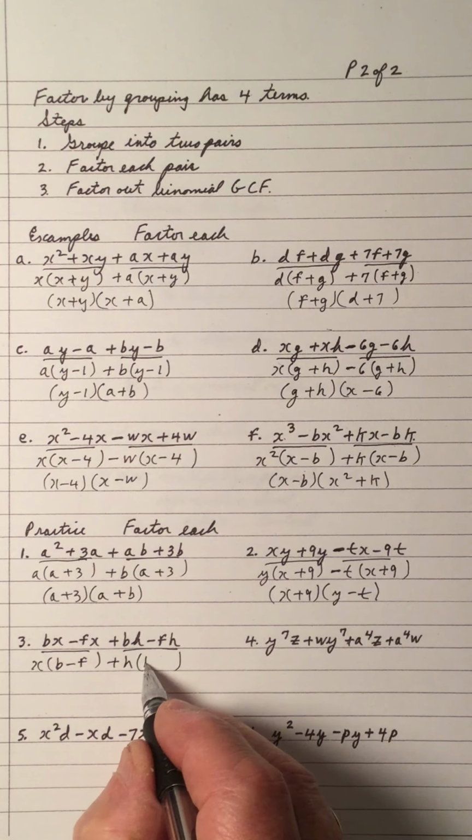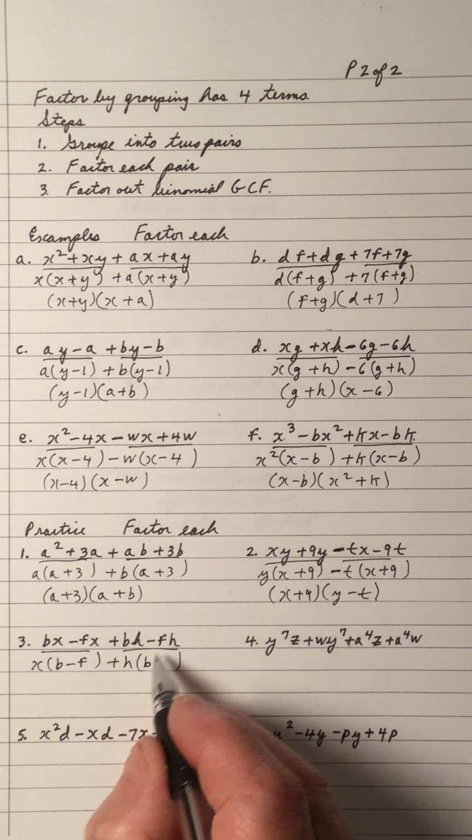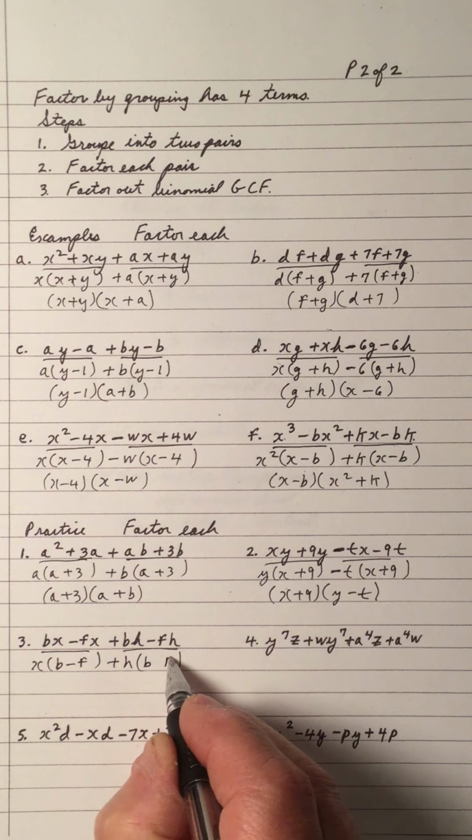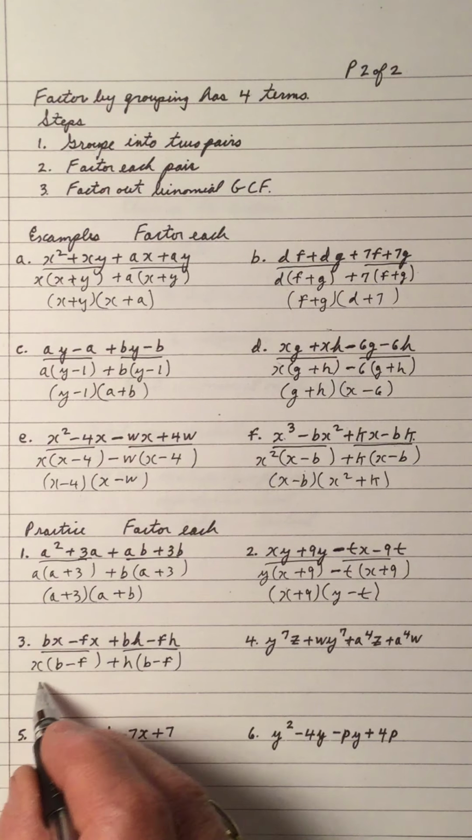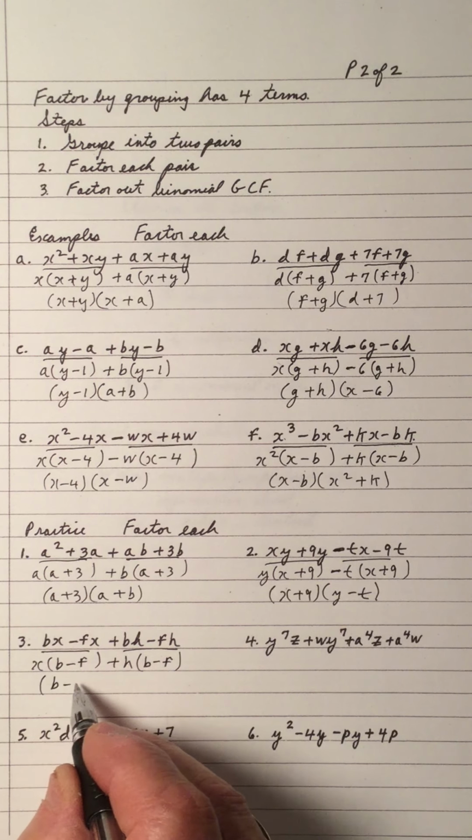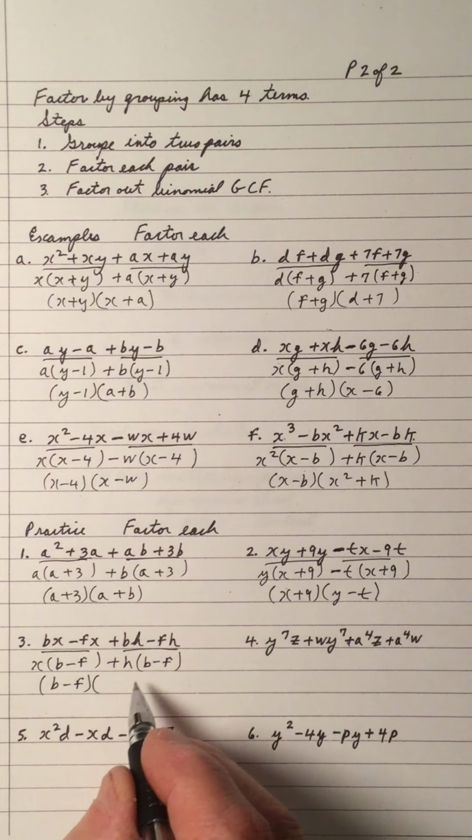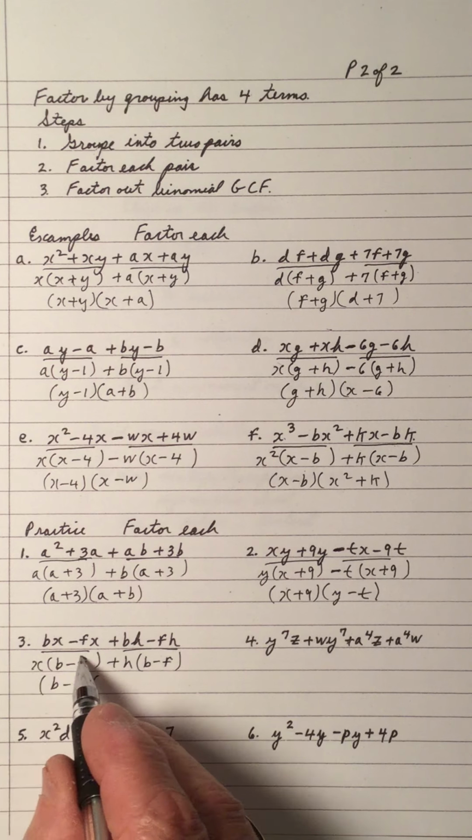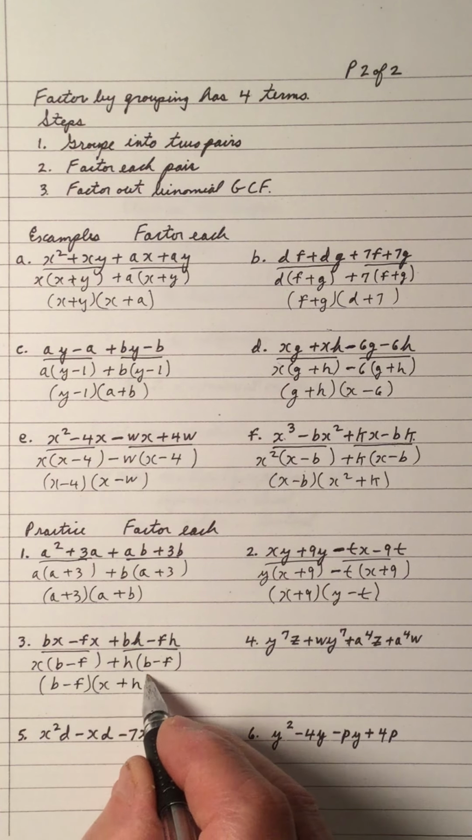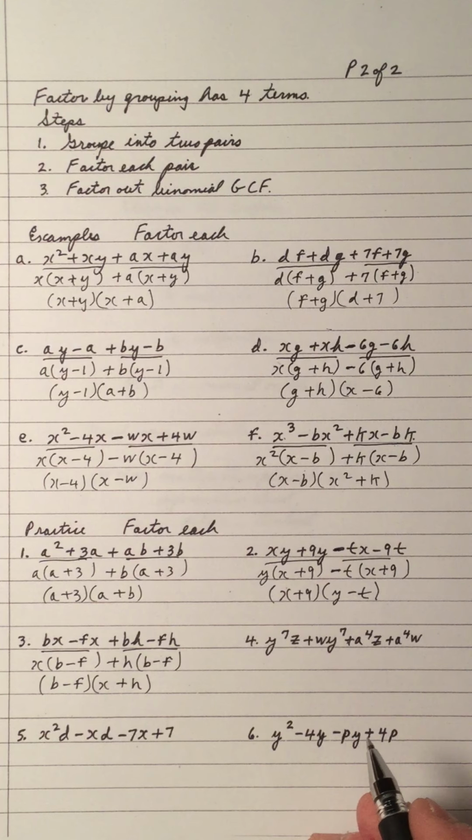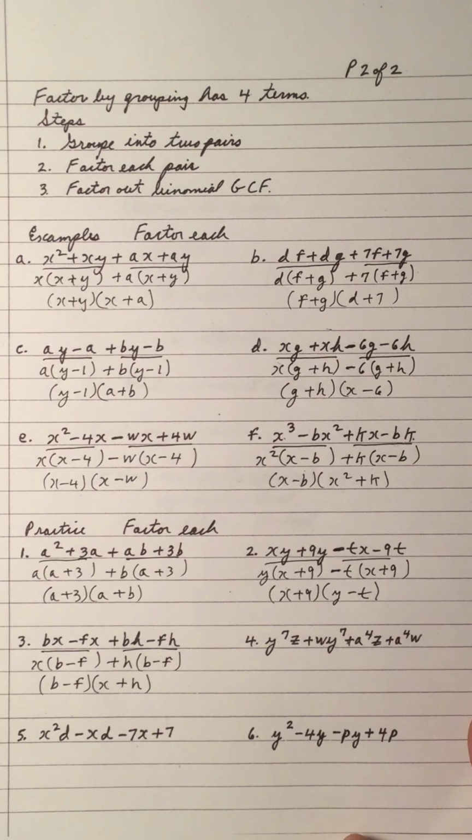bh divided by h is b. fh divided by h is f, but it has to be negative. Negative divided by positive is negative. And what's common? b minus f is the binomial that's common. And what's left in the first expression is an x, and the second expression is an h. Hopefully you're doing okay and you're seeing the pattern I'm using.